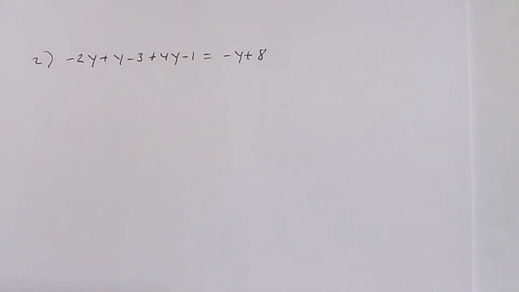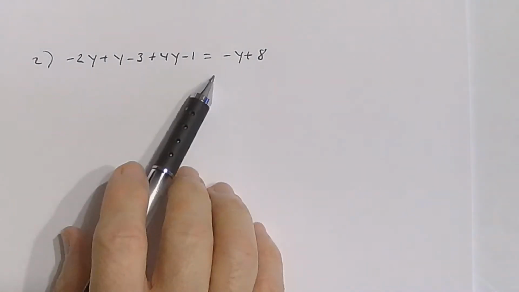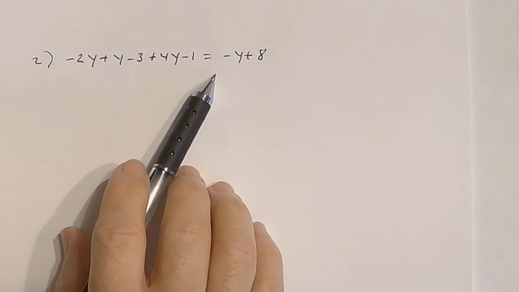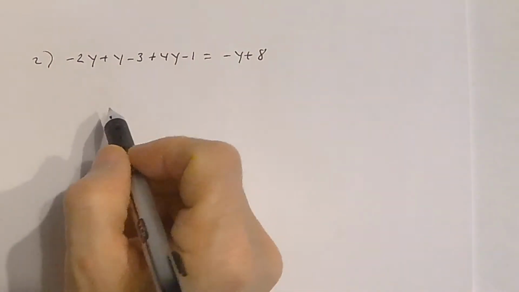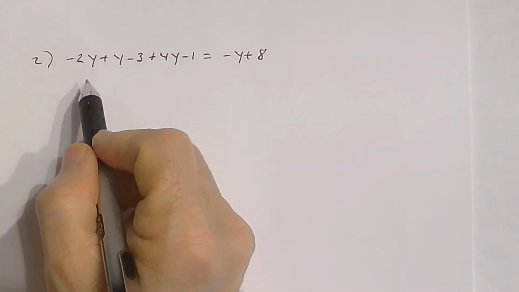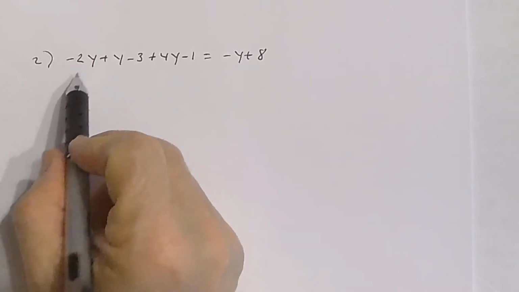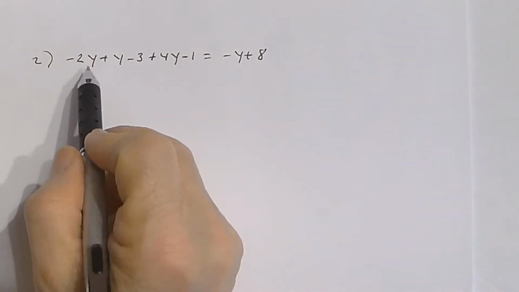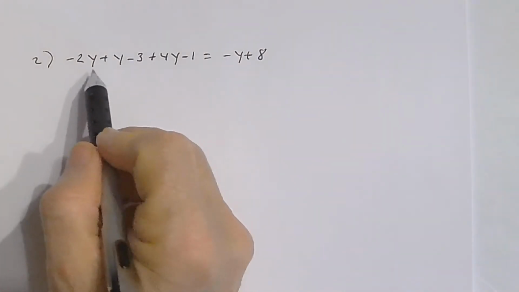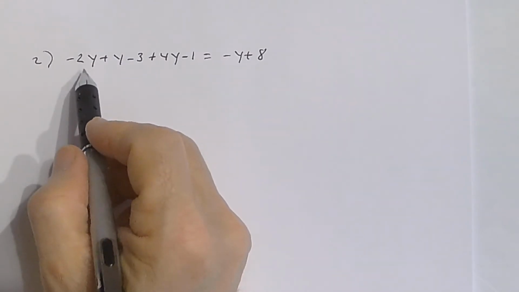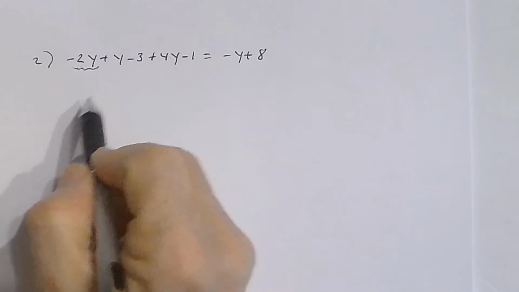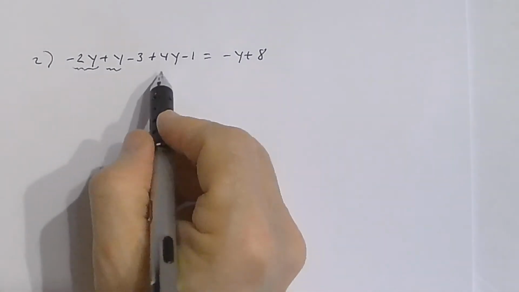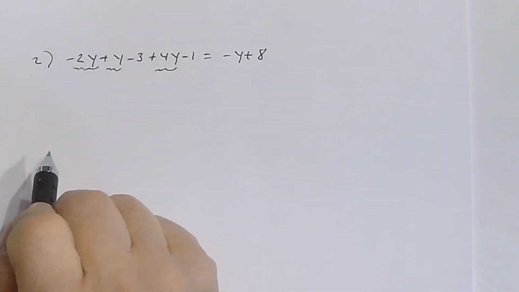Okay, so number 2, we have this linear equation. And notice there are no parentheses involved. There are no fractions involved. So again, this is the easy kind. And so if I go ahead and combine like terms, and notice there are quite a few like terms here. So if you look at the terms that involve y to the first power, I have negative 2y, I have a positive y, and I have a positive 4y.